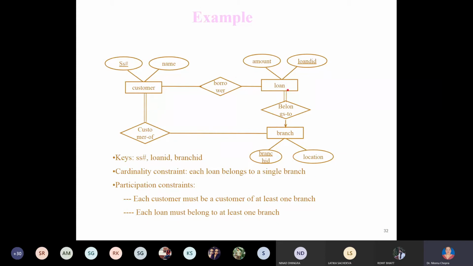Similarly, total participation of the loan to a branch. In this way, you have to make the diagrams in an elaborate way with each and every respective symbol.